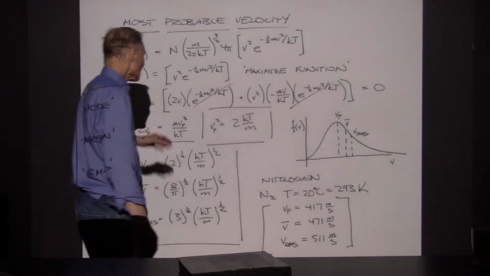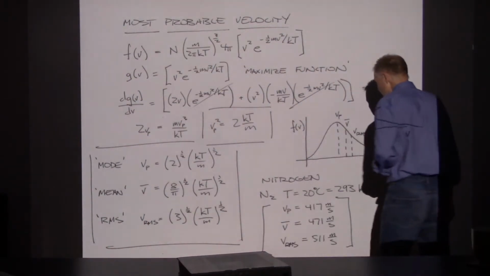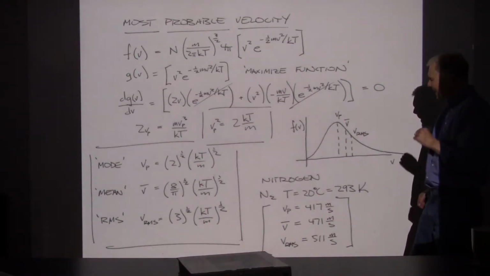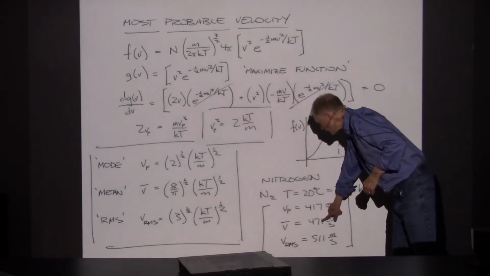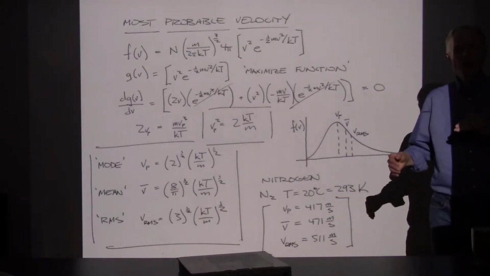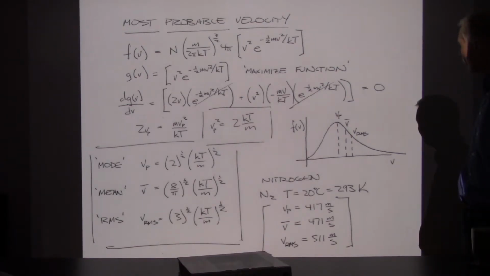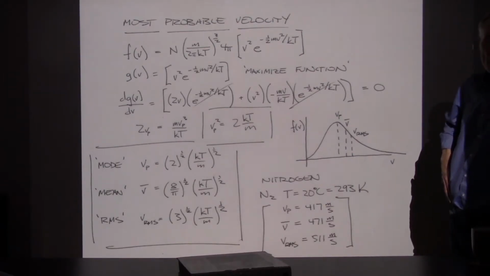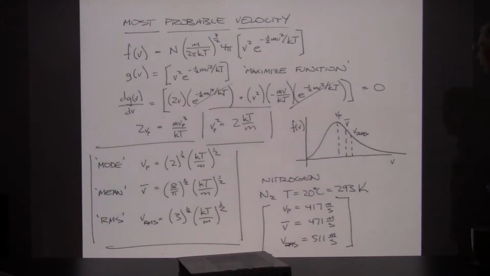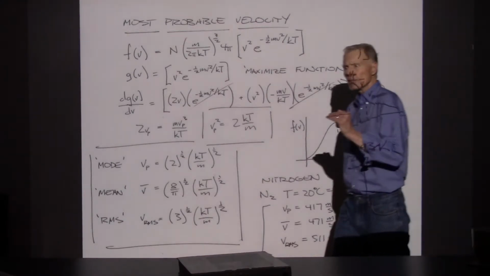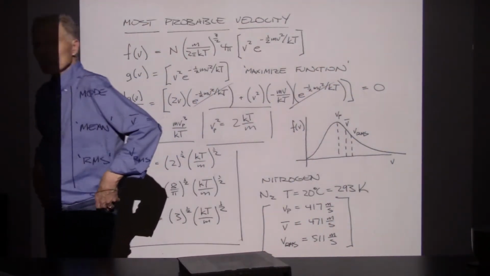Okay, what does that mean if I plug a bunch of numbers in? Well, we looked at nitrogen before and said its RMS value is 511. Well, the average value is 471. So depending on how much variation you allow when you're thinking about numbers, you could say, wow, those aren't very close, or you might be a little more relaxed and say, yeah, those are kind of close. You know, the RMS is not too different from the average value. The most likely value, the value where the probability peaks, is at 417 meters per second. Okay?